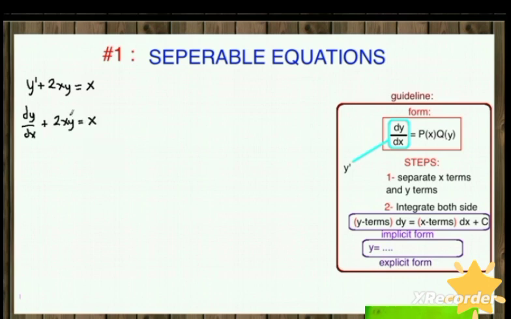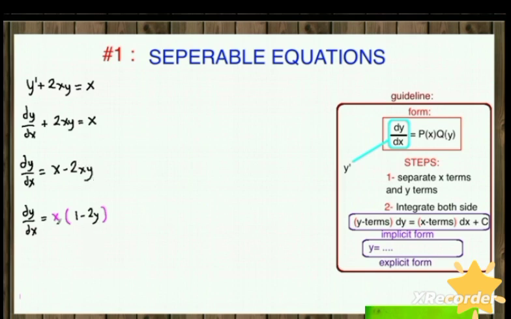Our second step is to subtract 2xy from both sides. So what we're going to get is dy/dx equals x minus 2xy. Now we're going to factor out x and isolate each variable. dy/dx equals x times (1 minus 2y). If we take out x here, 1 is left. If we take out x here, negative 2y is left.